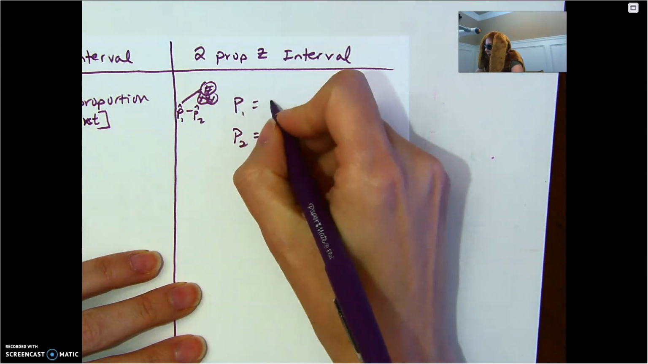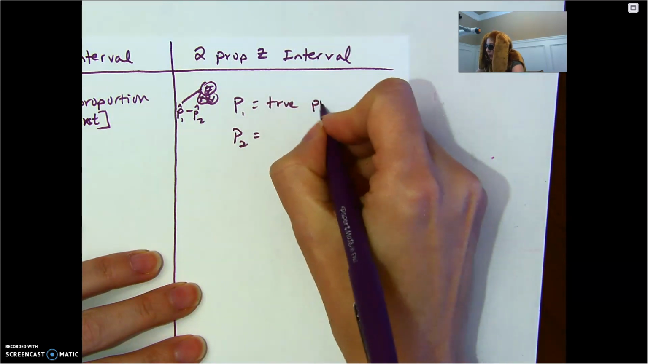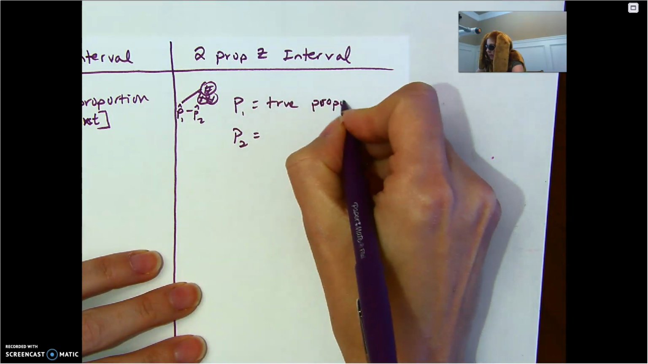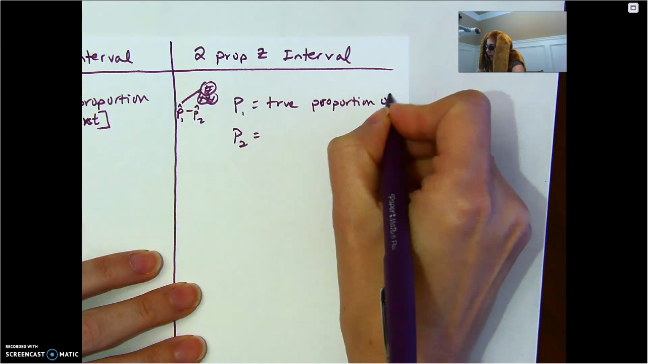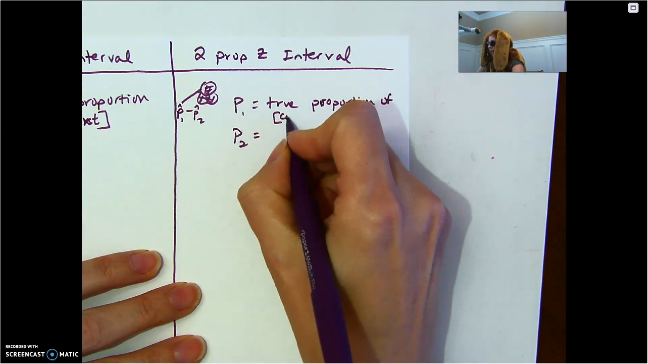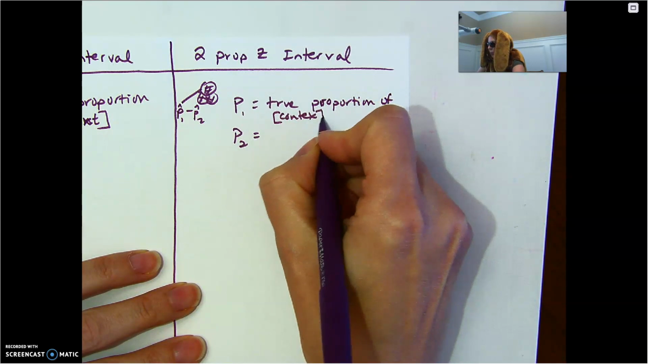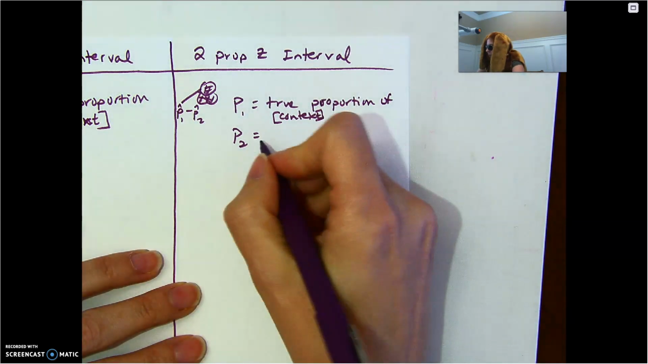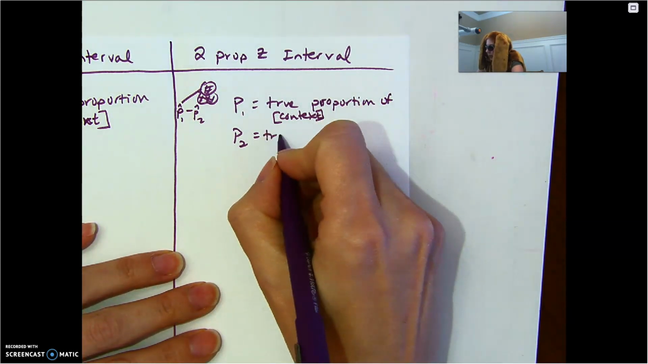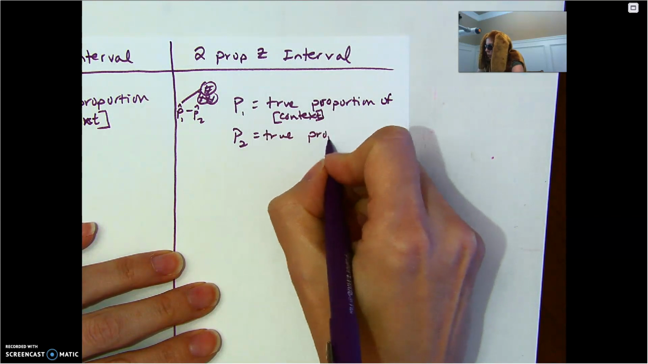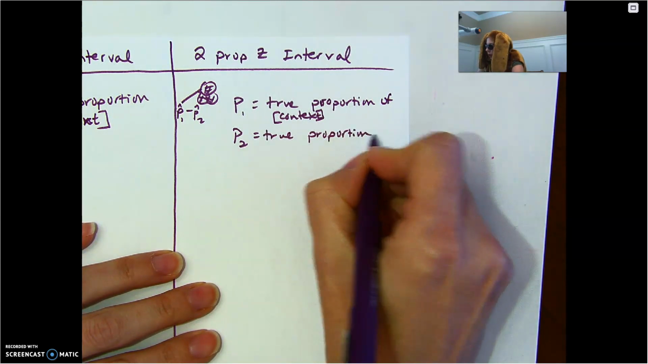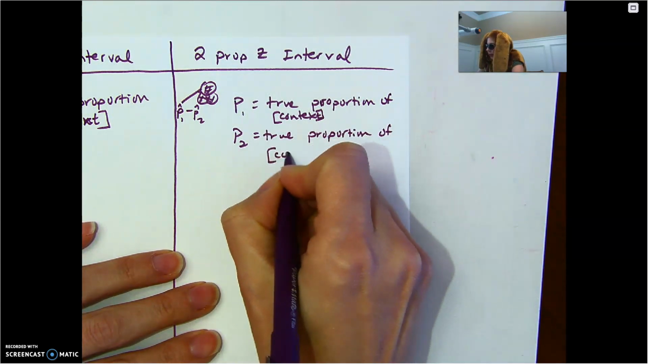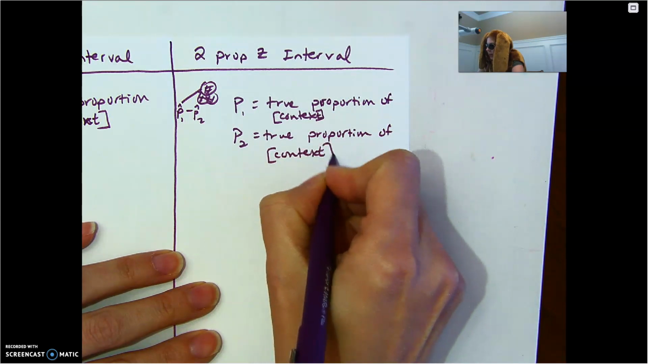So you would say, all right, P1 is the true proportion of, and then you could say whatever the context is, right? The true proportion of dogs that, I don't know, are cool. And then P2 would be your second grouping. So you would define it, whatever it is. It's the true proportion of whatever your context might be.